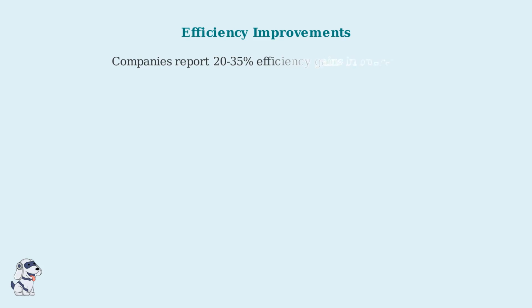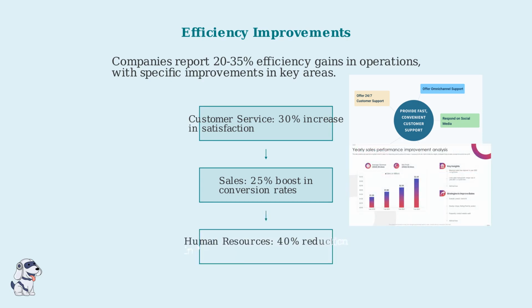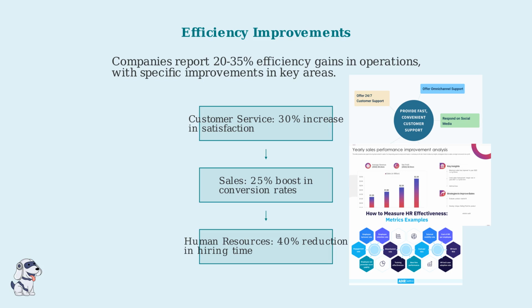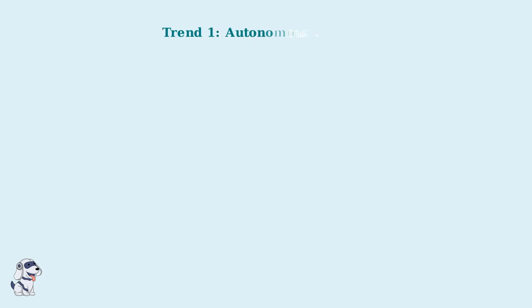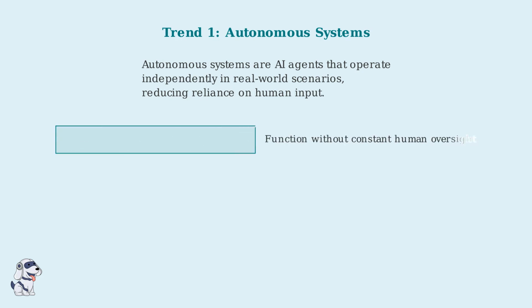Companies are already reporting significant efficiency improvements across various sectors, with gains of 20 to 35% in overall operations. These improvements are particularly notable in customer service, sales, and human resources. Four major trends are shaping the future of AI agents. The first trend is autonomous systems, which are AI agents designed to operate independently in real-world scenarios, significantly reducing the need for human input. These systems can function without constant human oversight, making decisions and executing tasks on their own.